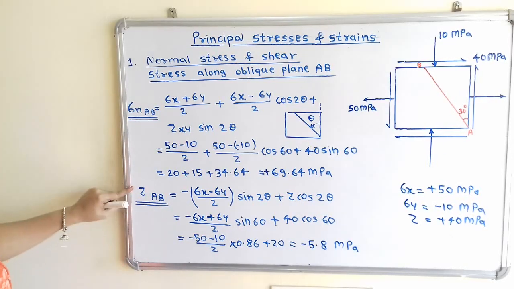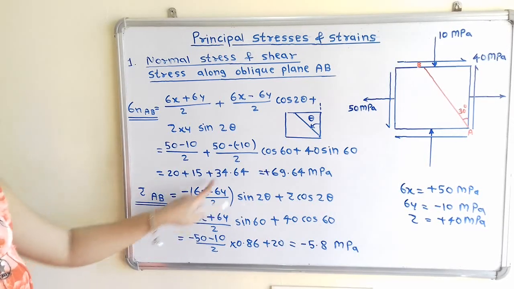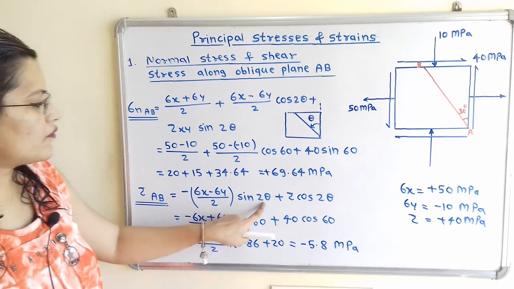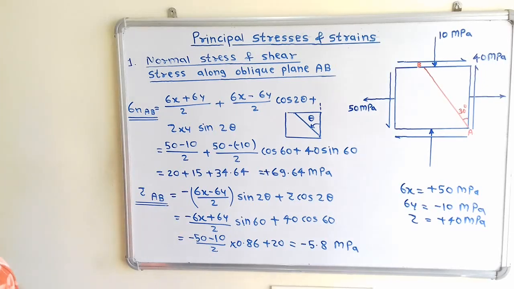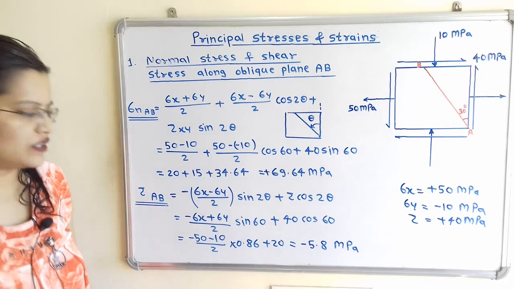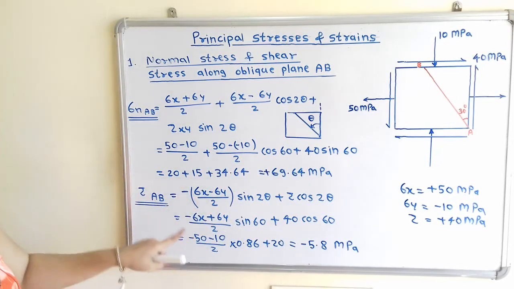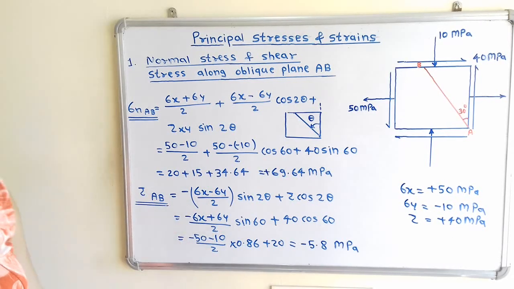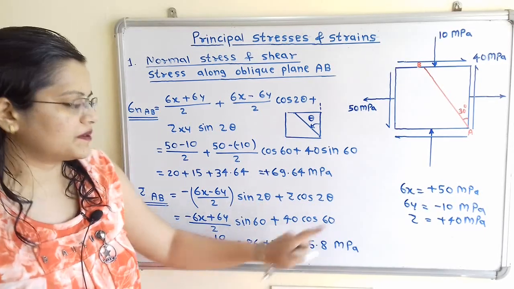So we will use the notation tau AB, and its formula is minus inside the bracket (sigma x minus sigma y) by 2 sin of 2 theta plus tau xy cos of 2 theta. Here tau xy is the shear stress given in the question. Now if we multiply this minus sign inside the bracket, then it will become minus (sigma x plus sigma y) by 2, then sin of 2 theta, that is sin 60, plus 40 cos of 60.